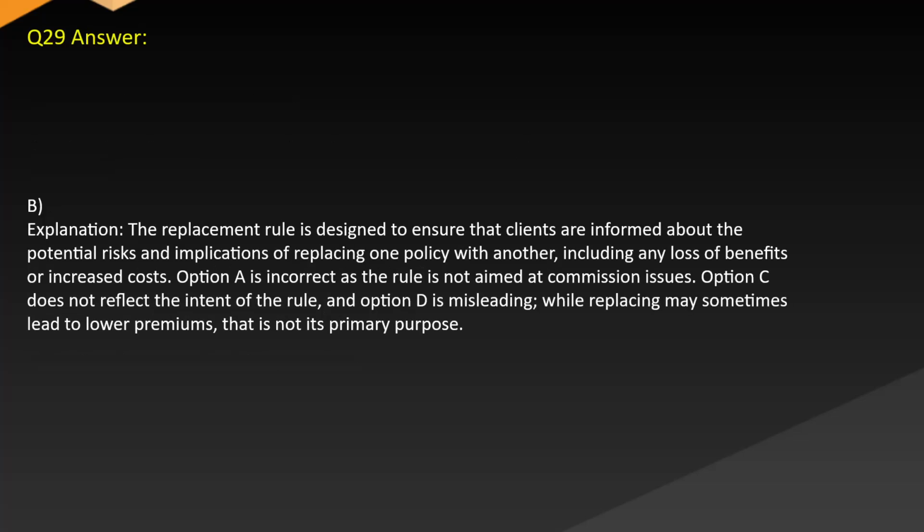Answer: B. Explanation. The replacement rule is designed to ensure that clients are informed about the potential risks and implications of replacing one policy with another, including any loss of benefits or increased costs. Option A is incorrect as the rule is not aimed at commission issues. Option C does not reflect the intent of the rule, and option D is misleading; while replacing may sometimes lead to lower premiums, that is not its primary purpose.